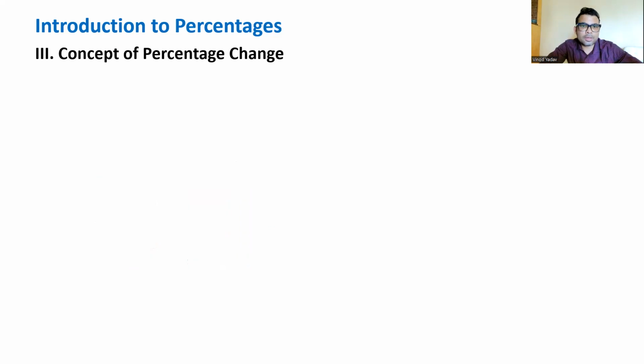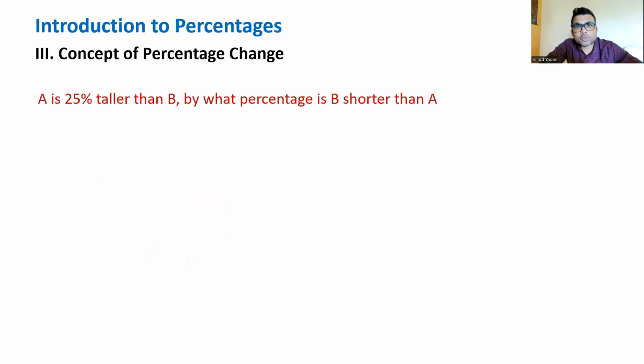Okay. Similarly, this one: A is 25% taller than B. Then see the next line. By what percentage is B shorter than A? Can you just see the language here properly? Earlier the base was B, and in the new statement the base is A. So we also call it change of base logic. This is change of base.